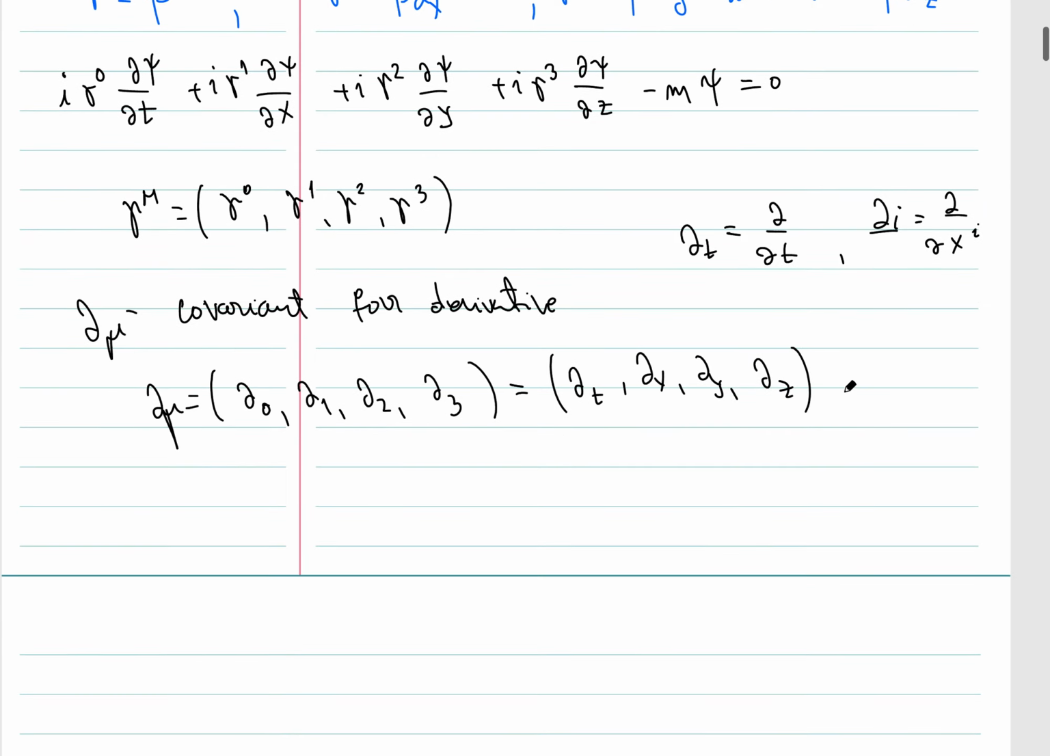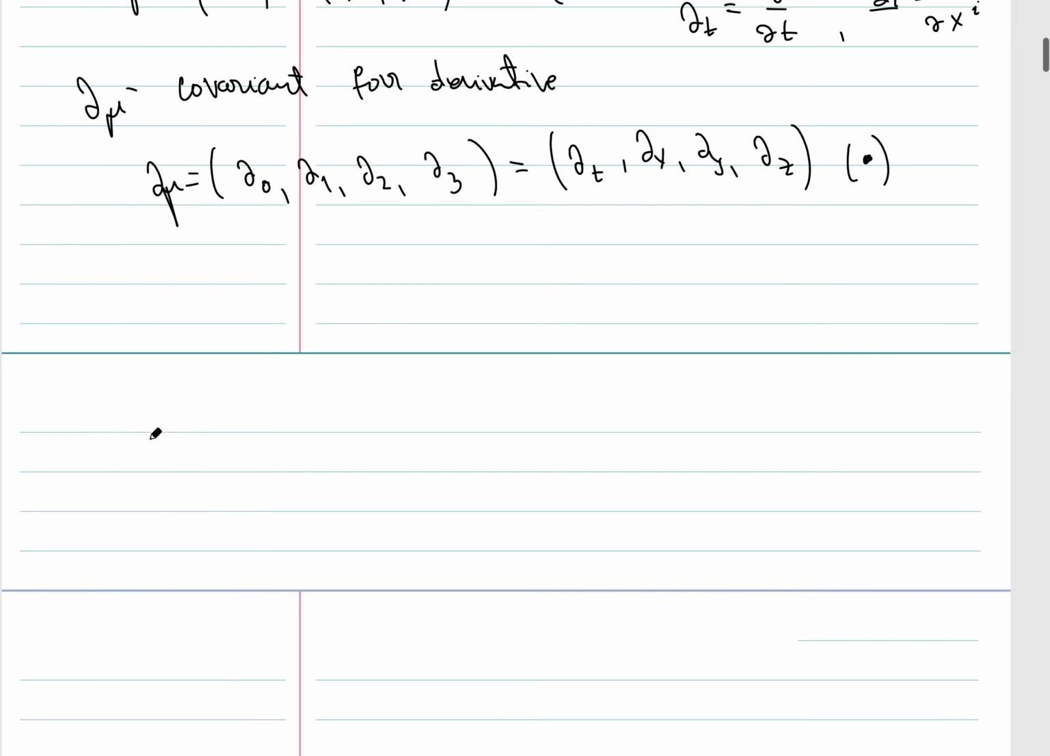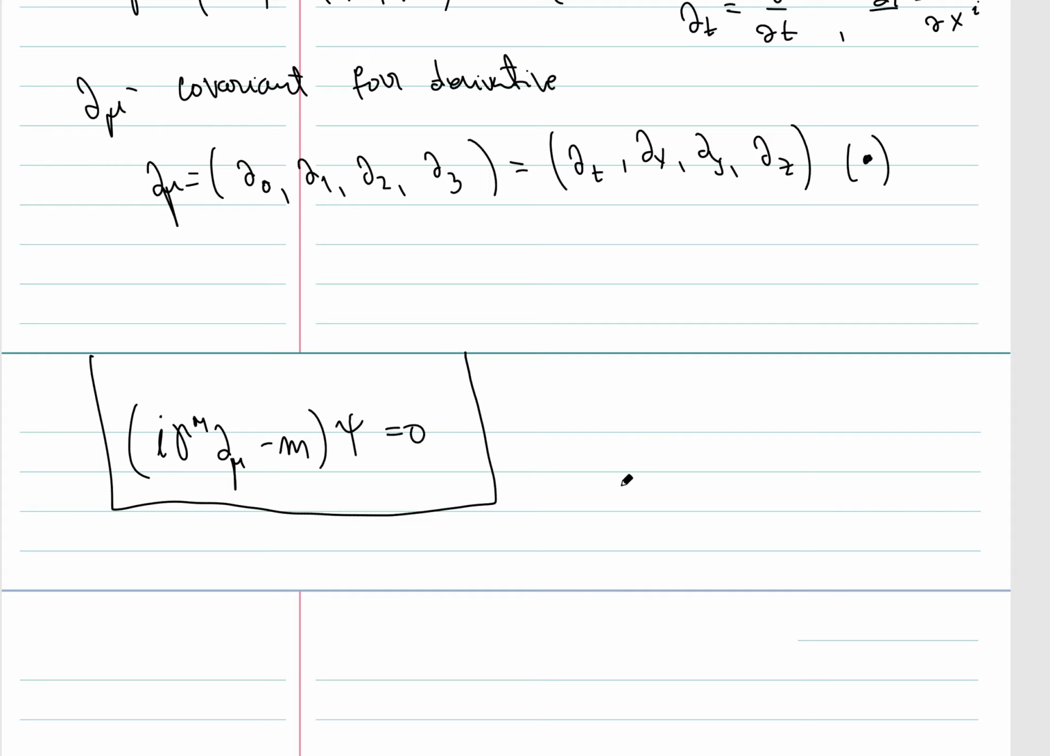Now if we replace these settings that we put into the Dirac equation, we can get a better form, which we write as i gamma mu partial of mu minus m psi equals 0. So this is the Dirac equation in its full form, and we can see that mu is the repeated index here, which means that we sum over mu.